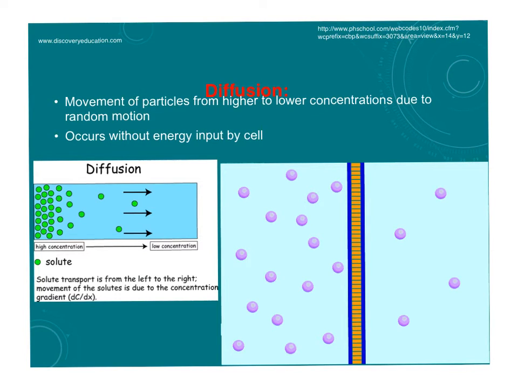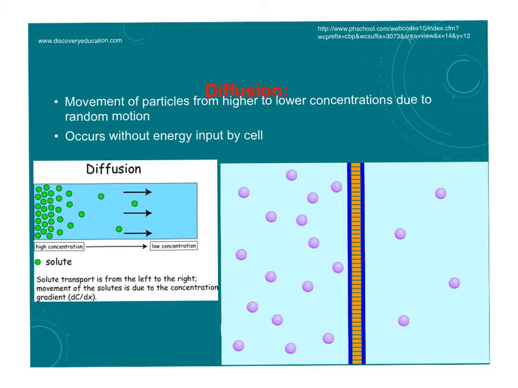Today I want to talk about some of the different forms of transport. And what am I talking about by transport? I mean the movement of material across the selectively permeable membrane. First, we'll talk about the types of passive transport, which are types of transport that do not require any energy to get them to occur.